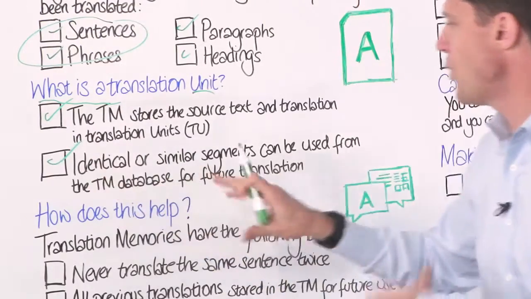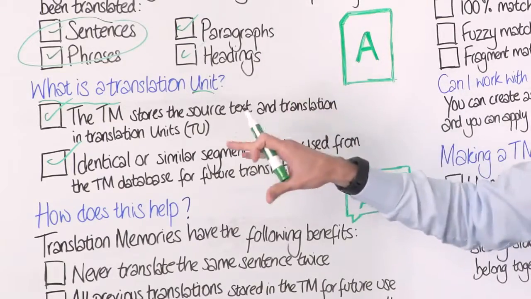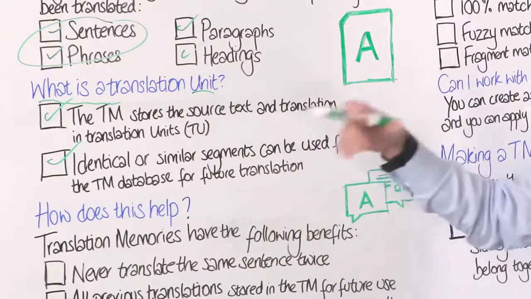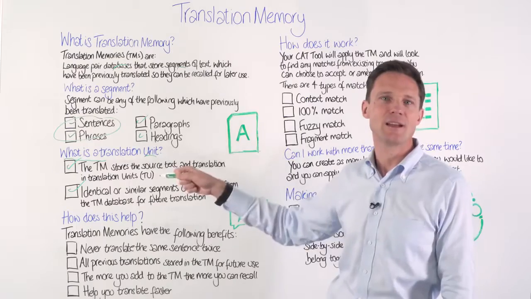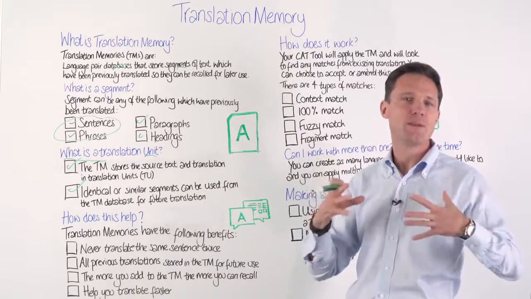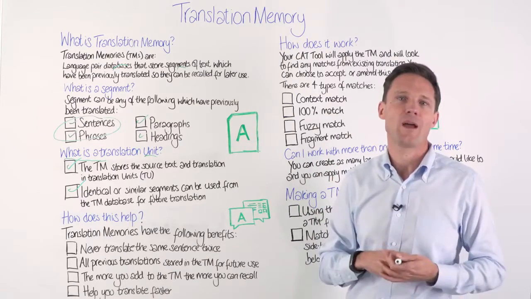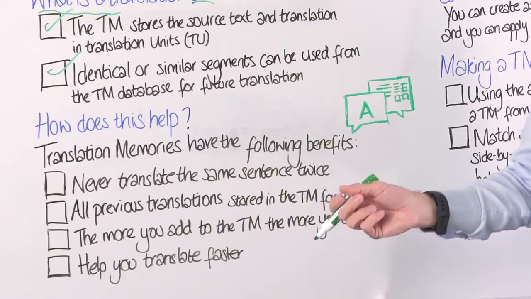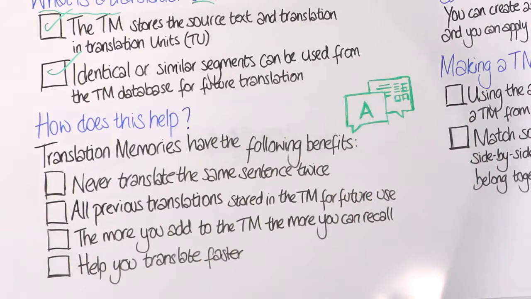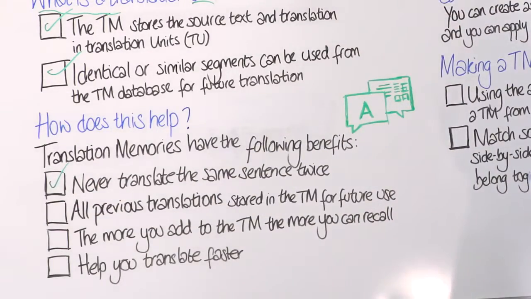And what is then going to happen is that the translation memory can search all these translation units, and as you translate, it will find similar translations that you've made before for a specific sentence and suggest them to you as translations. So you might wonder, how does this help? It helps in many different ways. The classic is that you never have to translate the same sentence again.